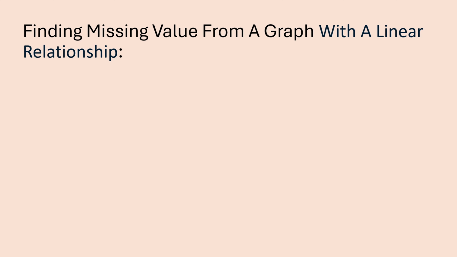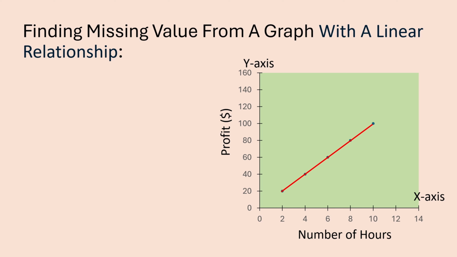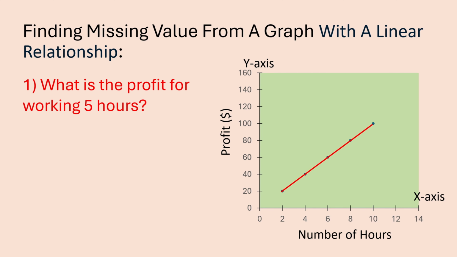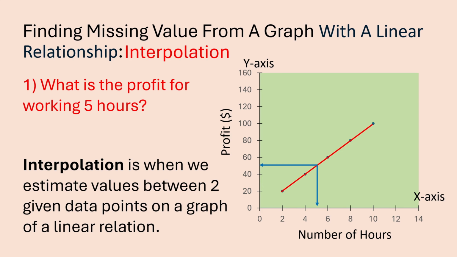Next example. Finding a missing value from a graph with a linear relationship. Suppose the graph shows profit versus hours worked. What is the profit for working 5 hours? If x is equal to 5 hours, then profit is equal to $50. This is interpolation. Interpolation is when we estimate values between two given data points on a graph of a linear relation.